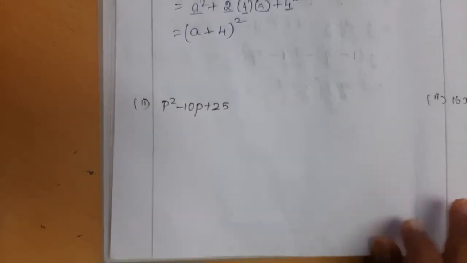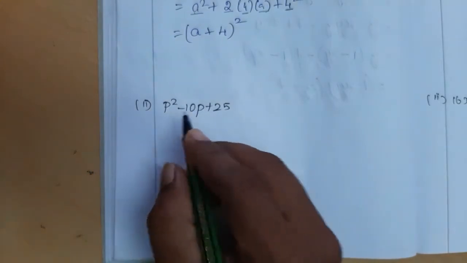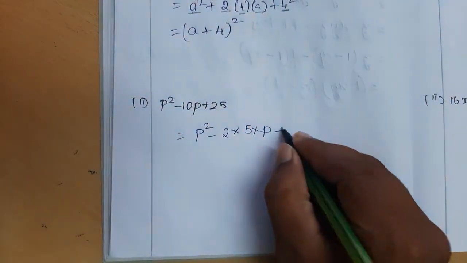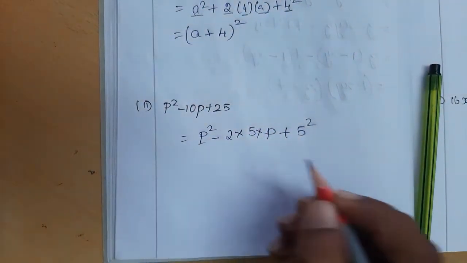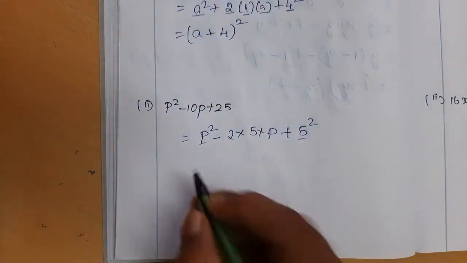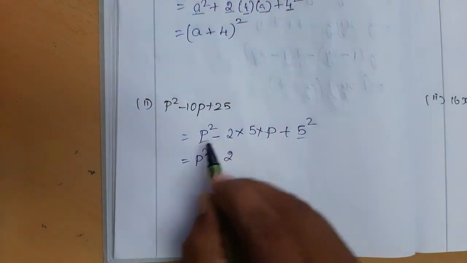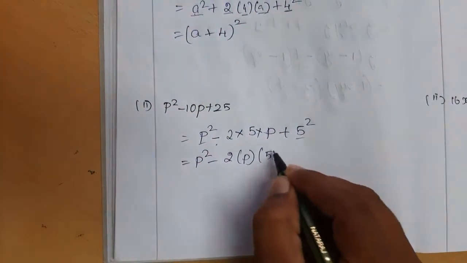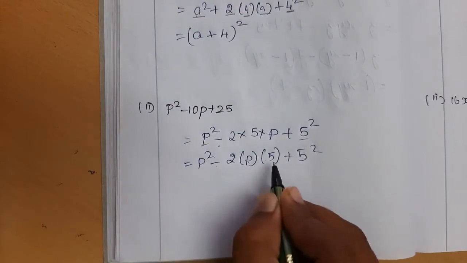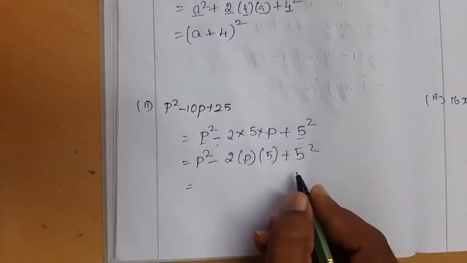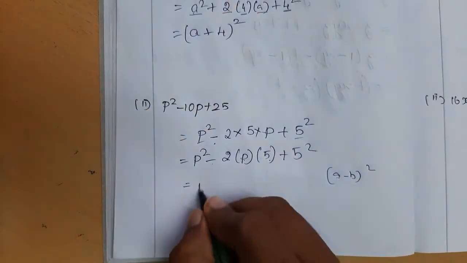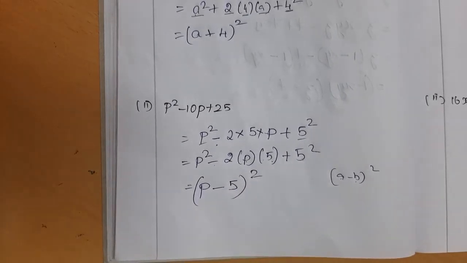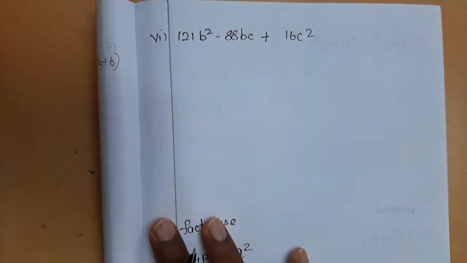Clear? Just factorize and find which term is the a and which term is the b. So we'll go for one more problem. Here the first term is already p square, no problem. The 10 we write as 2 into 5 into p, and 25 we can write as 5 square. So a is p and b is 5. Let me check whether it forms 2ab. Yes, p square minus 2 into p into 5, and it's a minus, so it is in the a minus b the whole square form. So a square minus 2ab plus b square is a minus b the whole square. Instead of a there is p, minus instead of b there is 5, the whole square. Clear?